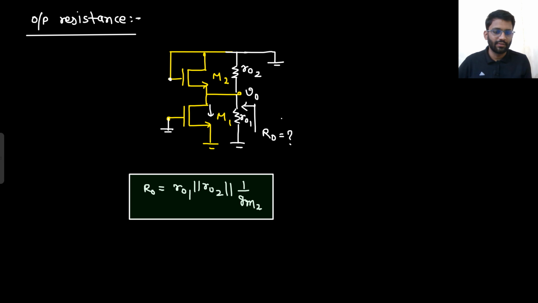And there is this zero current, so it has no use. This M1 is simply acting as an open circuit. M1 is an open circuit, only R01 is there. So 1 by gm parallel with R02 parallel with R01.